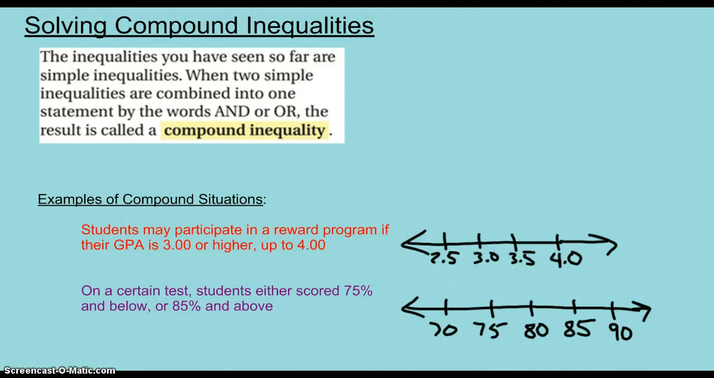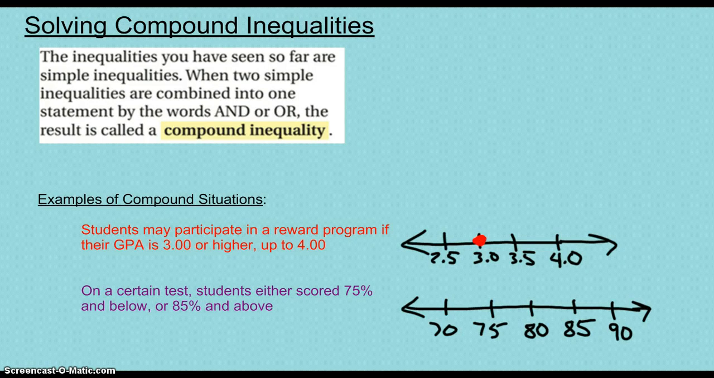And with compound inequalities, we can get some different looking graphs. That's the first thing I want to show you here. So, two examples. Students may participate in a reward program if their GPA is 3.0 or higher up to 4.0. So we're bounded here by two different values. On a graph, this is what it would look like.